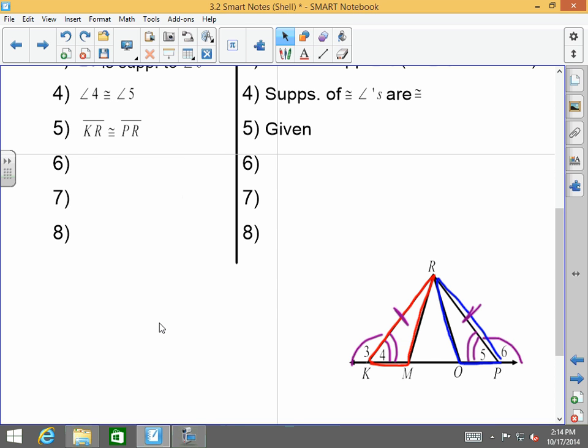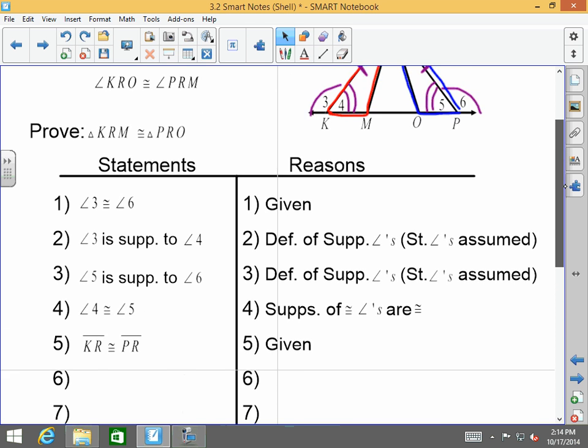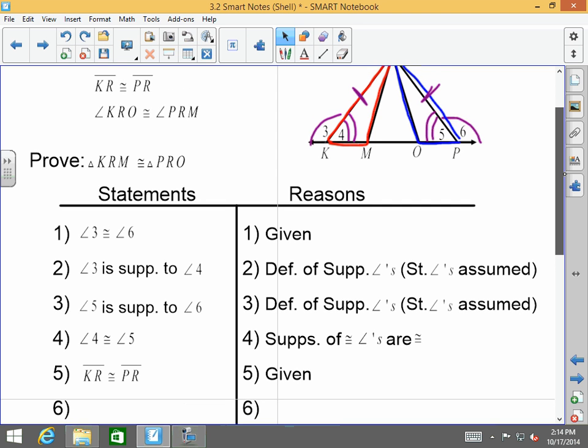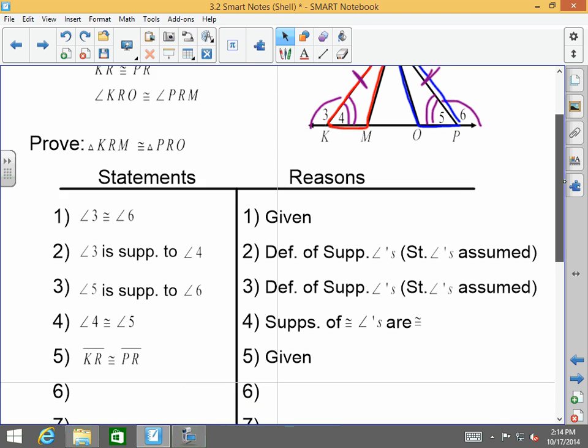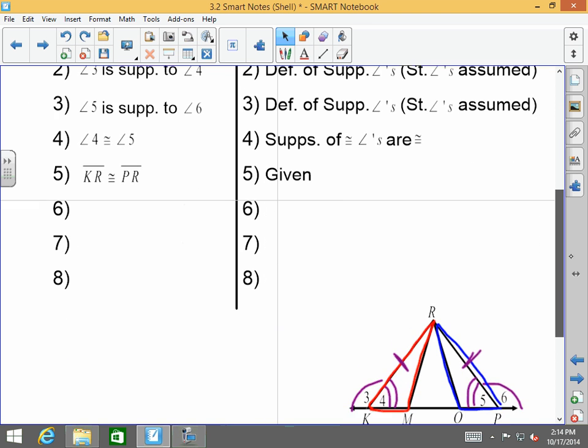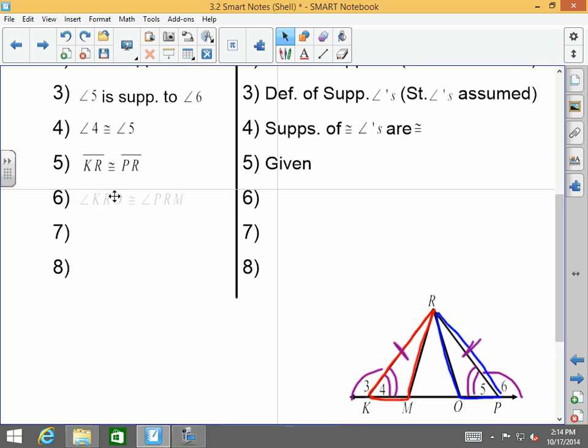Okay, so now we know that KR is congruent to PR, okay? Do we have any other givens? Yes. Angle KRO is congruent to PRM. Okay? Angle KRO, which is, I'm doing it in a different color now. I'm going to do it in green. KRO is this guy. And that's congruent to PRM, which is this guy. So what can you tell from there?